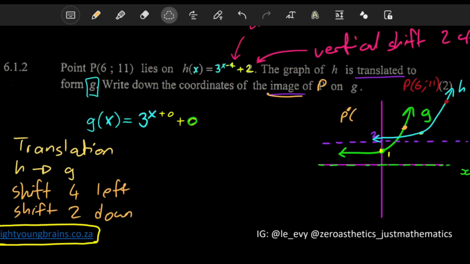So from 6, if you move your graph 2 units to the left, from 6, 2 units left, your x value here would be a 4. No, a 2 actually. And then from 11, if you move your graph 2 units down, this is just going to be a 9. There you go. This is the image of P. And that's just a 2-mark question.